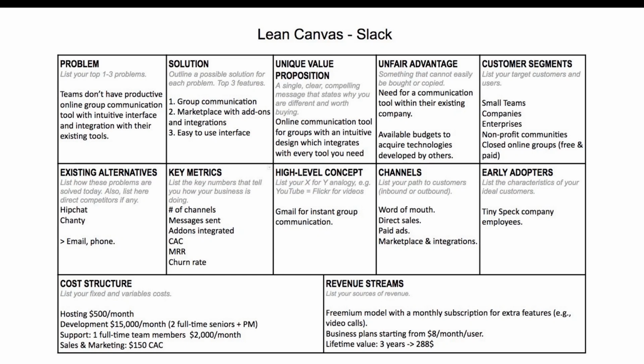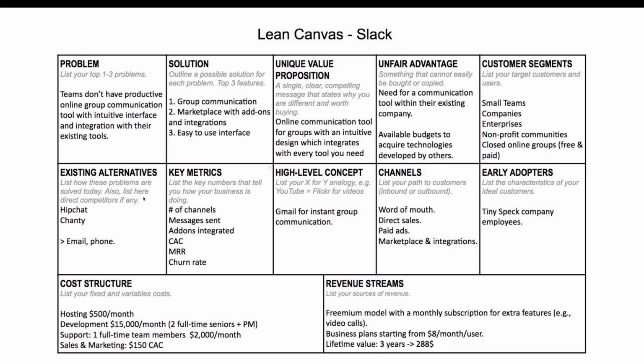What was the unfair advantage? They had at least 2 things: need for a communication tool within their existing company, so they had early adopters and could understand their end customers pretty well because they were the customer of their own software. And the second one is available budgets to acquire technologies developed by others. A lot of things, including video calls, they haven't developed inside. They just acquired existing businesses and put this technology to work for their Slack software.